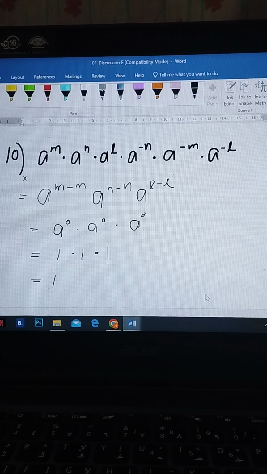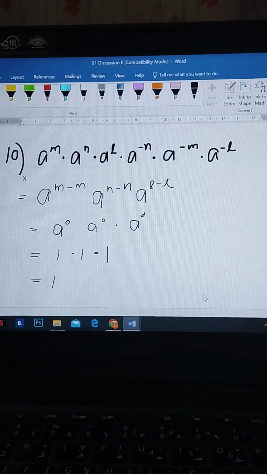Okay, so that's all about our lesson, integral exponent.